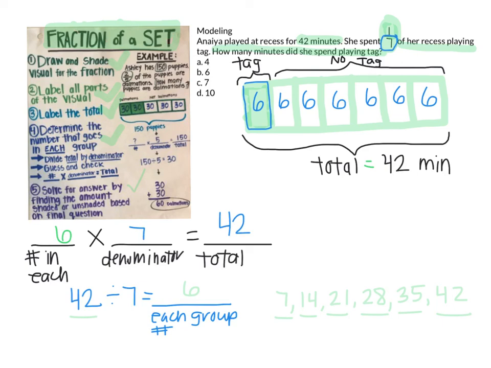My final question says, how many minutes did she spend playing tag? So we're looking at the time spent playing tag. That's going to be 1 equal group, which is equal to 6. So she spends 6 minutes playing tag.